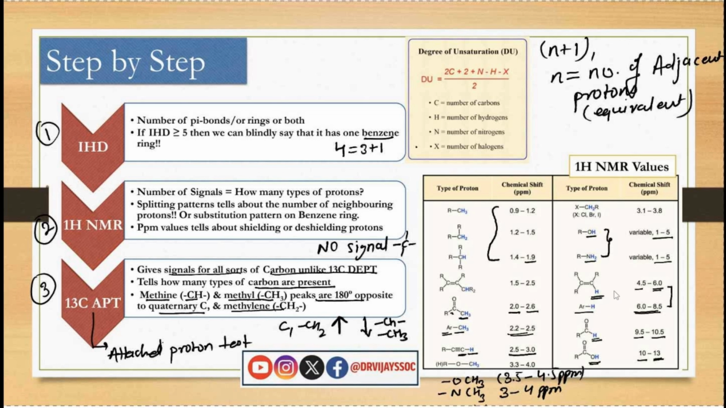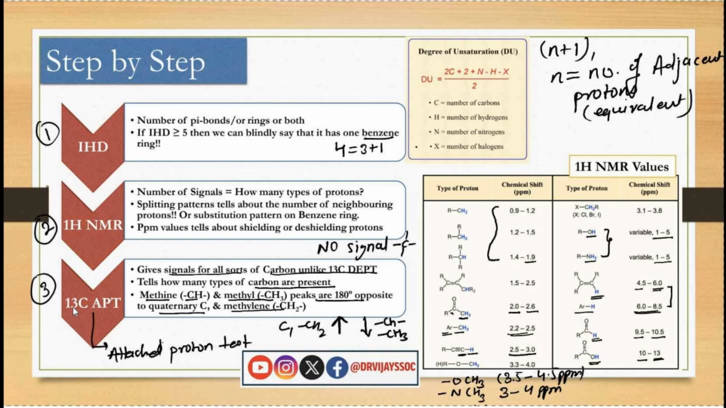This depends on the nature of the alkenes. Aldehyde protons come from 9.5 ppm to 10.5 ppm, but carboxylic protons always come after 10 ppm, from 10 to 13 ppm, and it is a slightly broader signal. So we should remember these values because it is very important to determine the structure of the compounds.